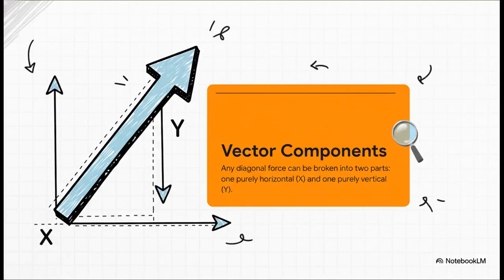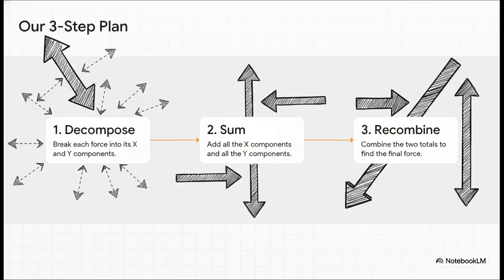And the core idea behind it is something called vector components. All that means is that any diagonal force, like that 150 Newton pull, can be thought of as 2 separate forces working together. One that's pulling purely sideways on the x-axis, and another one that's pulling purely up or down on the y-axis. And that leads us to our beautifully simple 3-step plan.